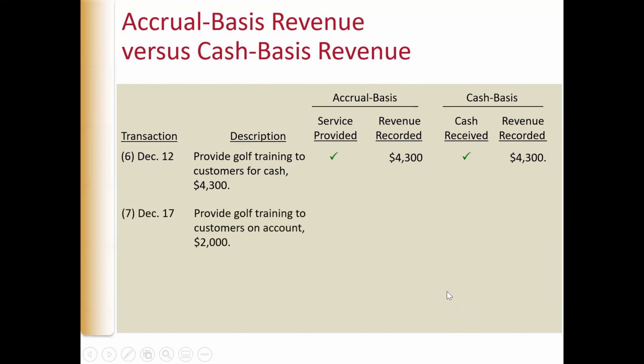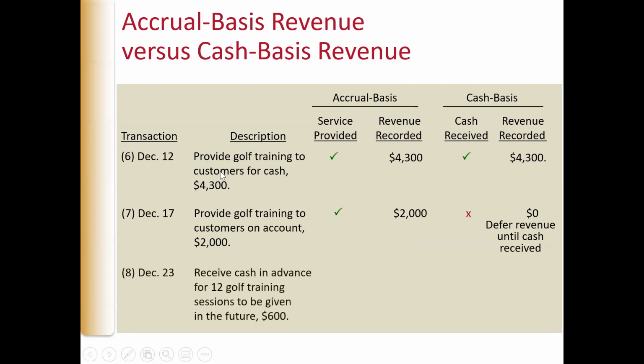How about this one though? We provide golf training to customers on account for $2,000. We provide the service. We did. That's why we're recording it under the accrual basis. But guys, do you see under the cash basis, we wouldn't even report anything because we didn't get the cash? And do you see how it's really not accurate? Because we really did do the work. But we're not going to record it under the cash basis until we receive the cash.